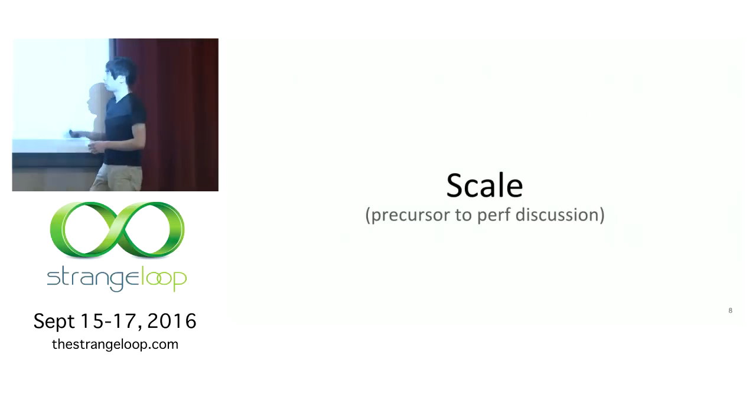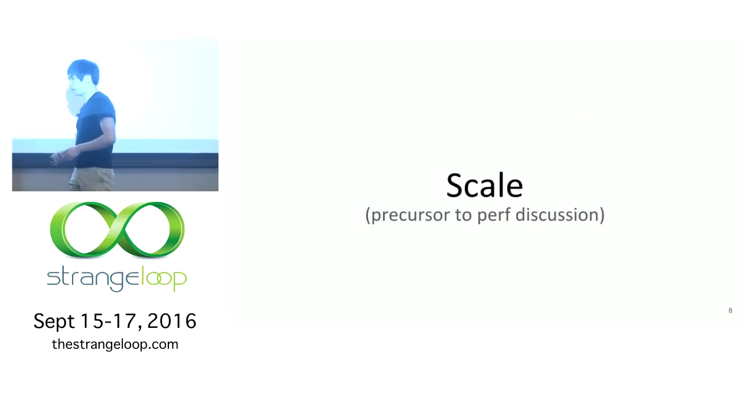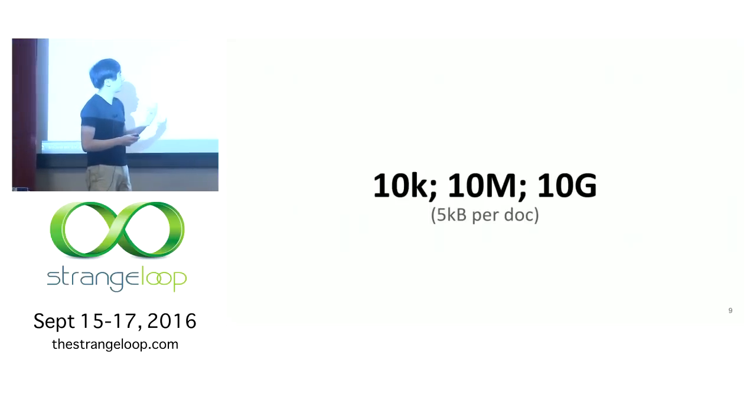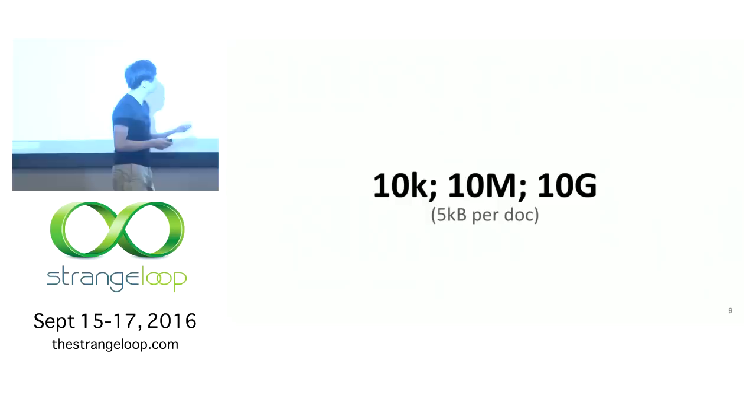OK, so before we talk about performance, I'm going to talk about scale just to frame the discussion. People often mean different things when they say scale. I'm going to be very concrete. Since we're talking about search, let's imagine we're searching possible corpus sizes of 10,000, 10 million, and 10 billion documents. And let's assume that each document is 5K. These numbers are totally arbitrary.